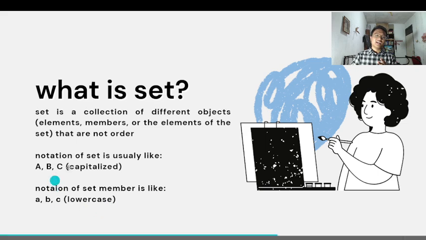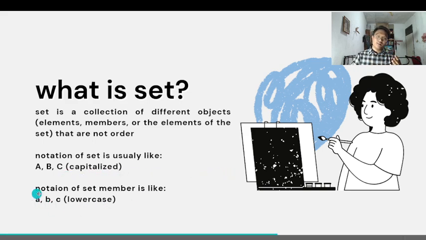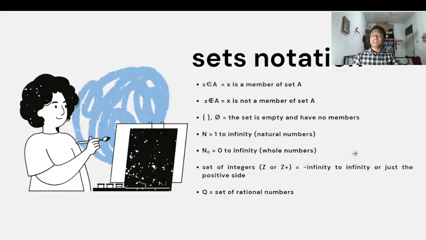For the notation of a set, here I write that a set is usually denoted by a capital letter such as A, B, C, and so on until Z. And the notation of a set member is usually a lowercase letter, such as a, b, c until z. Okay. In the next section, we will have set notation.